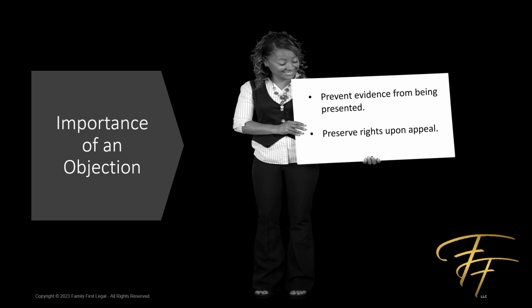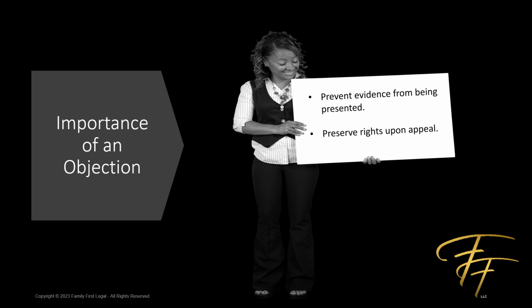The other important reason for an objection is that even if the court doesn't agree with you and allow your objection, the court preserves your right upon appeal. So if that judge was wrong in not allowing your objection, then when you appeal, because you've objected to it, the appeals court now has something they can look to and determine if the court was wrong or right in allowing or not allowing your objection.